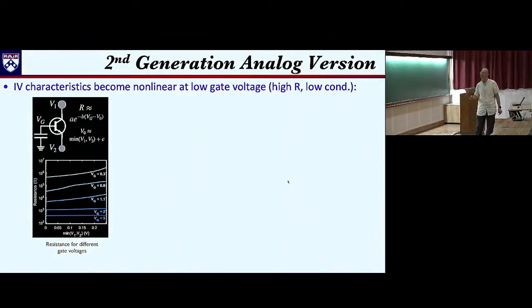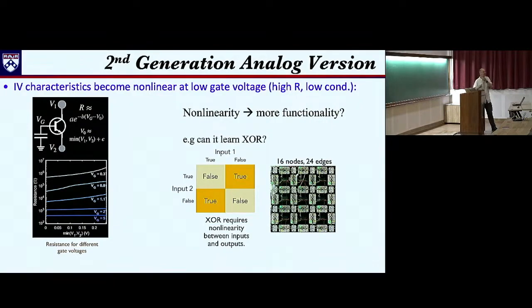At low gate voltages, where the resistance is high, the resistance depends on the voltage at each end of the device, the input and outputs, the two ends of the thing. So the resistance is not constant. At high gate voltage, when you have low resistance, it's easy for stuff to flow through, the resistance is small and constant. So it becomes nonlinear. So this thing has nonlinearity. And because of the nonlinearity, maybe you can have more functionality.